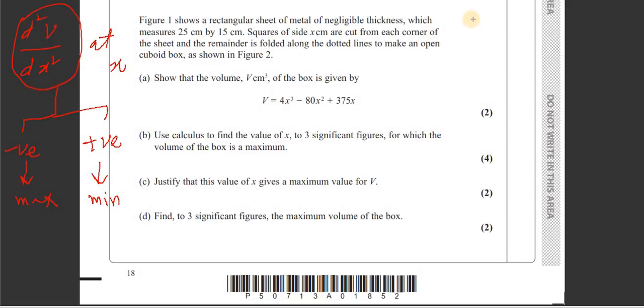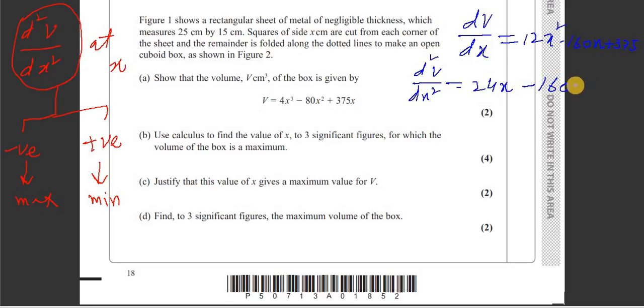your first derivative that you found in your previous example, dv by dx, was 12x square minus 160x plus 375. And if you differentiate this again, you have d2v by dx2 equal to 24x minus 160. This is the second derivative.